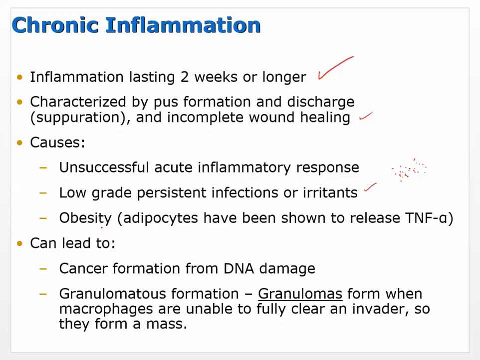Obesity actually is associated with this. Adipocytes, so fat cells, have been shown to release TNF alpha, tumor necrosis factor alpha.